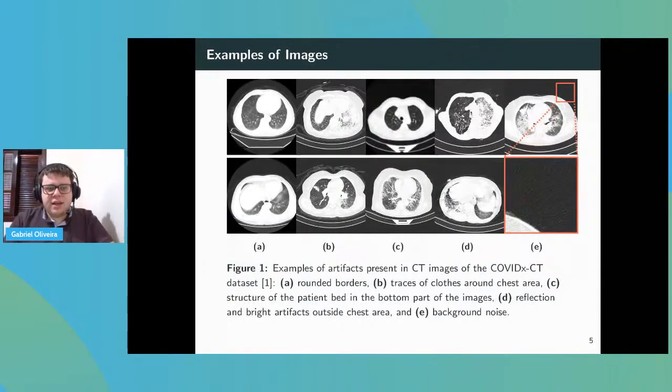This dataset has images from different hospitals in China. So we can see different aspects of each image. For example, there are images with a rounded box, for example, in the letter A.